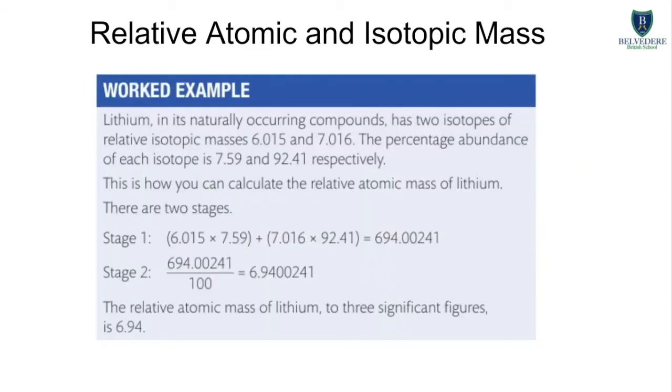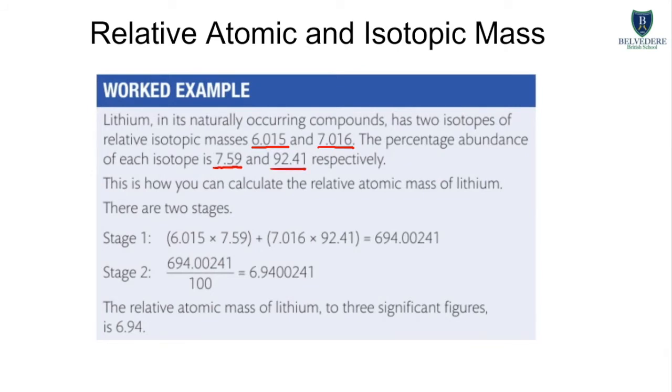So we have our example here. We have lithium that has isotopes of two relative isotopic masses, 6.015 and 7.016. Notice that into the A level, we have much more accurate values. Probably back in GCSE, you would have just seen 6 and 7, whereas at A level, we use much more accurate isotopic values. We've got our percentage abundances, so 7.59% and 92.41.